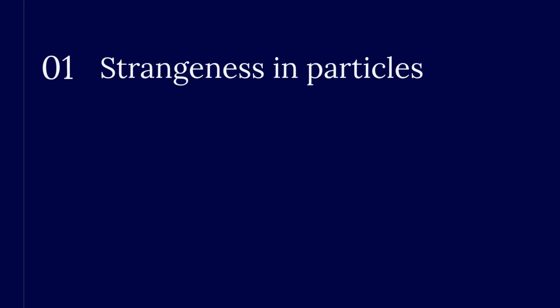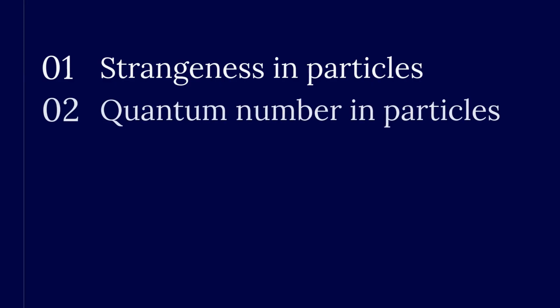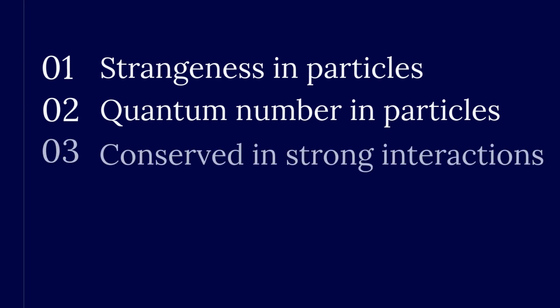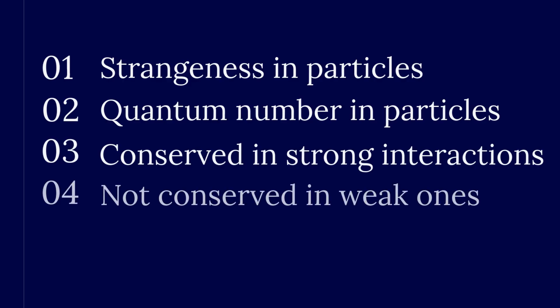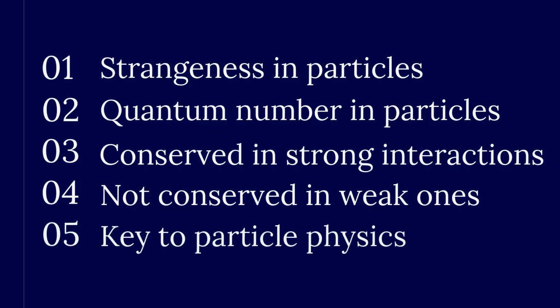Strangeness is a quantum number in particles with strange quarks. It is conserved in strong interactions, not always in weak ones. For example, in K- reactions, strangeness is conserved. Understanding strangeness helps validate strong interactions. These rules are key to particle physics.